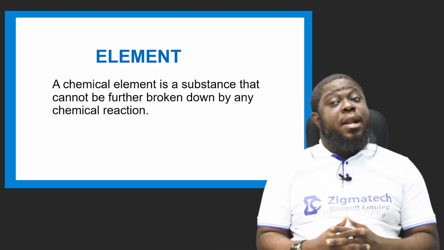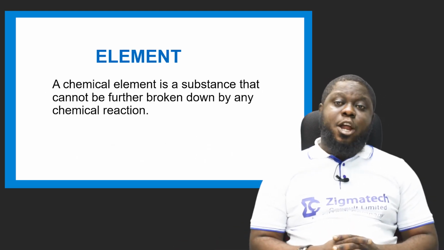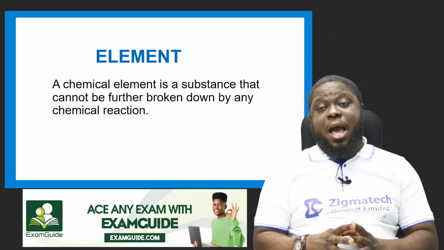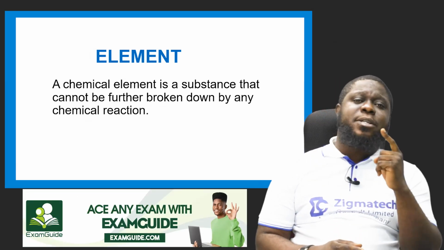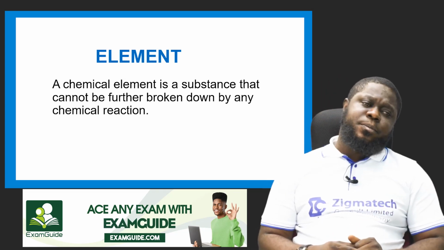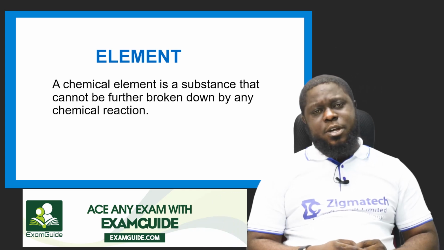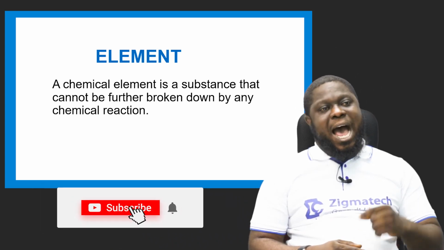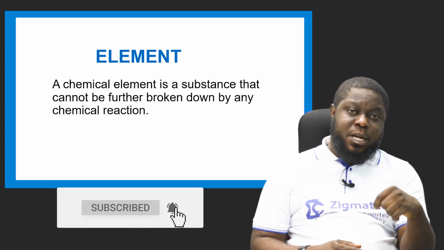Now, what is an element? A chemical element, or an element, is a substance that cannot be further broken down by any chemical reaction. There's no chemical reaction that has been proven that can break an element. Now, take for example, you're eating bread or you're eating meat pie, and a particle of the bread falls on the ground.